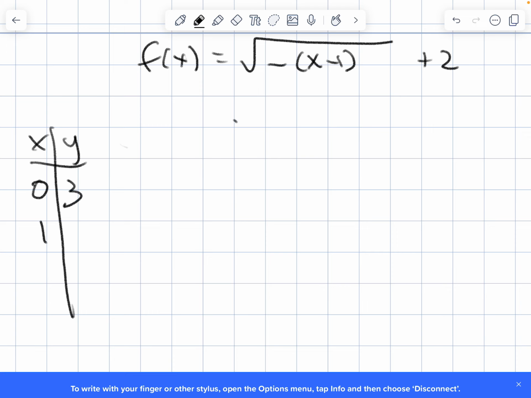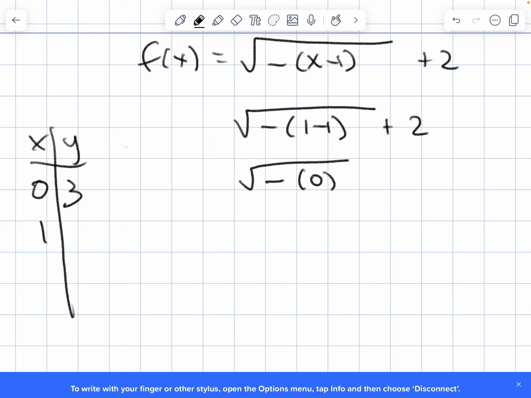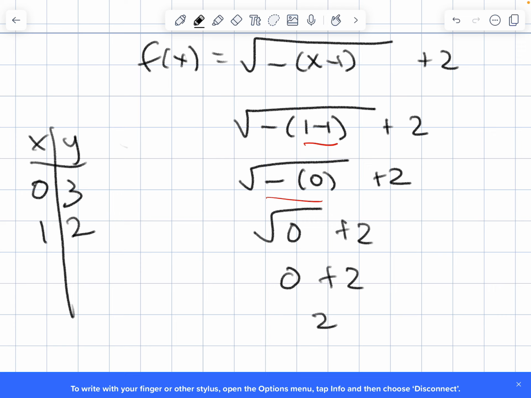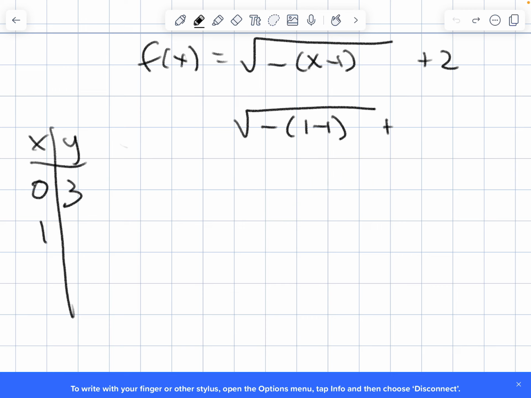We'll try 1. So we got the square root of -1 minus 1. And see how I'm just doing one tiny little thing at a time? Right here, all I'm doing is simplifying that. The next thing, all I'm doing is simplifying this. -0, that's just 0. Square root of 0 is 0. 0 plus 2 is 2. And it's actually faster for you in the long run if you write out all of those steps. So that gives us the point... actually, sorry, 1, 2. So we've got the point 1, 2.